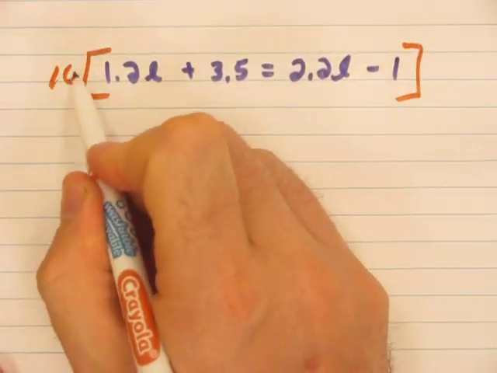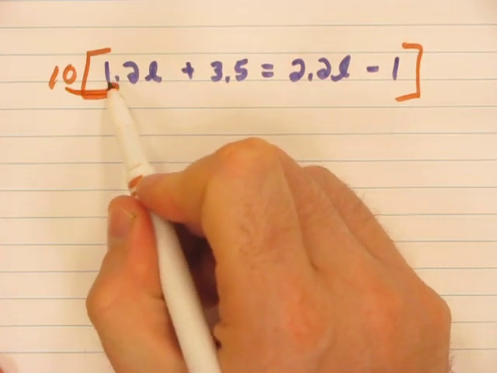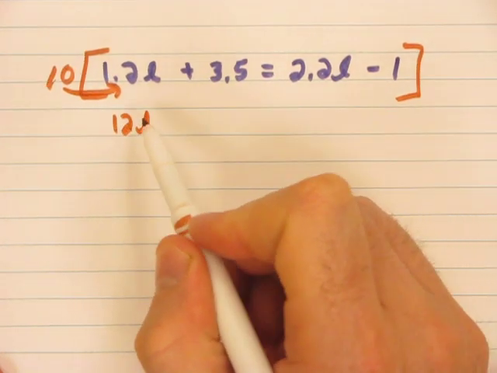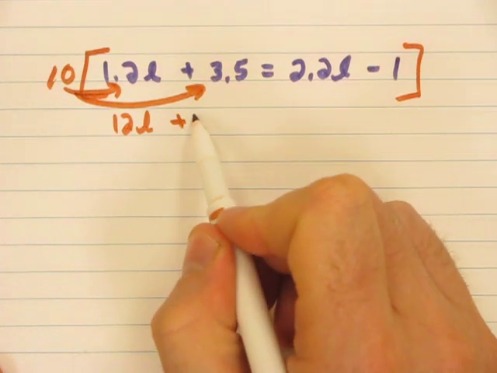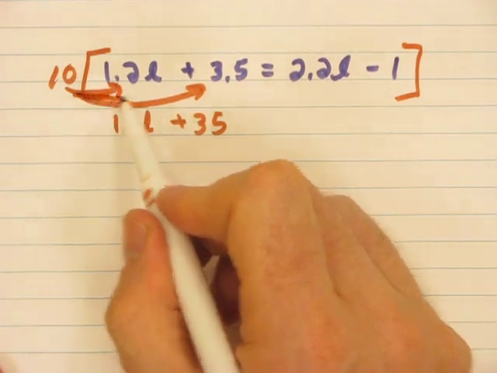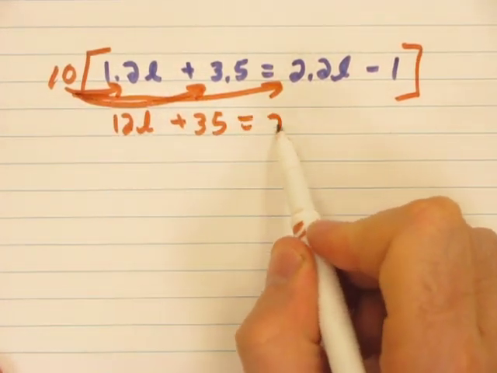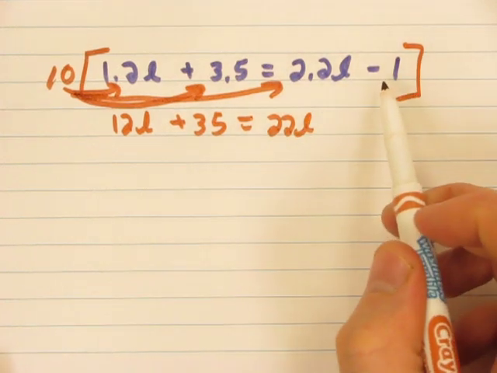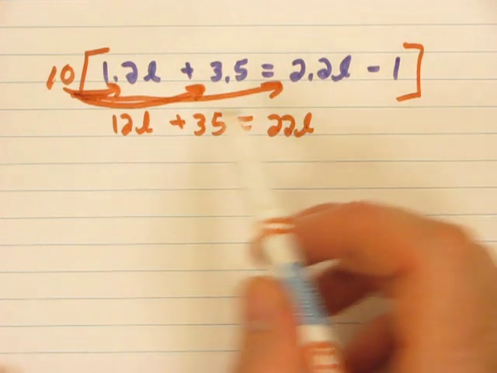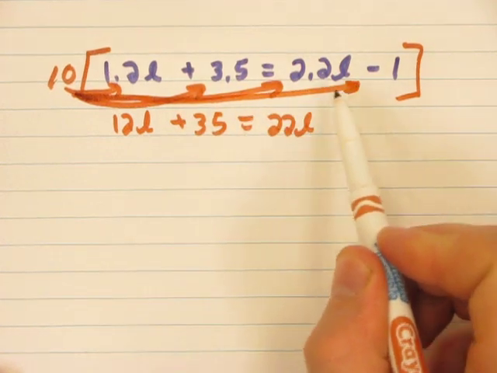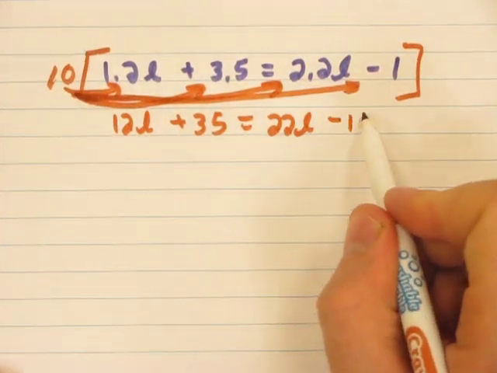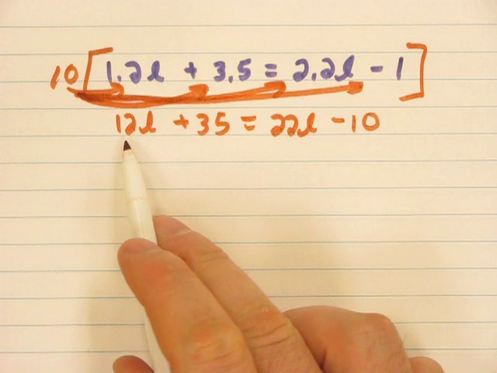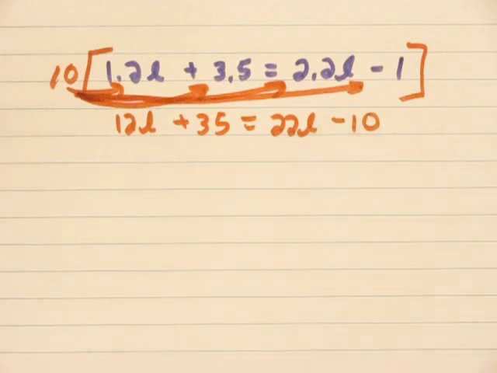As I multiply by 10, this produces 12L plus 35 equaling 22L. And just because this doesn't have a decimal doesn't mean I ignore it. I still have to multiply here. So 10 times negative 1 is negative 10. The result is that I have an equation that doesn't have any decimals in it.